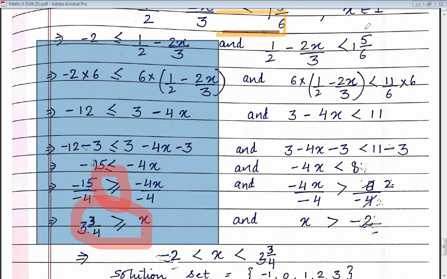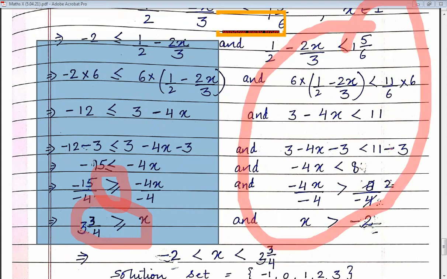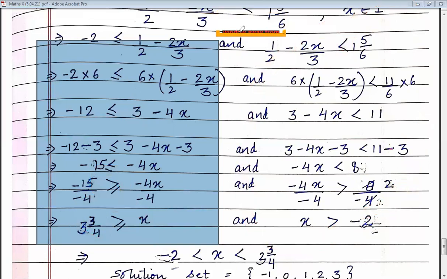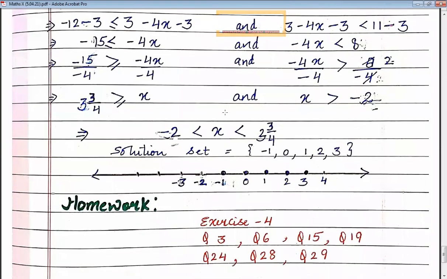Okay. Now children, when you solve the other inequality in the same way, you will get your answer as x greater than minus 2. Let's write this in a proper way. It will become x is greater than minus 2 and x is less than 3 upon 4. Or you can say that minus 2 is less than x, and x is less than 3 upon 4.